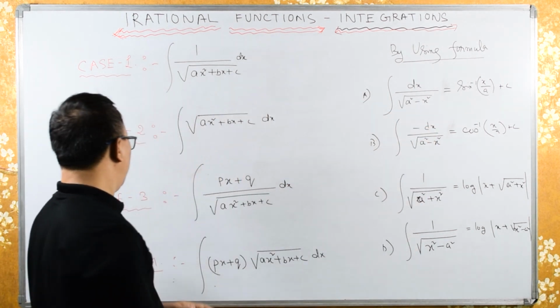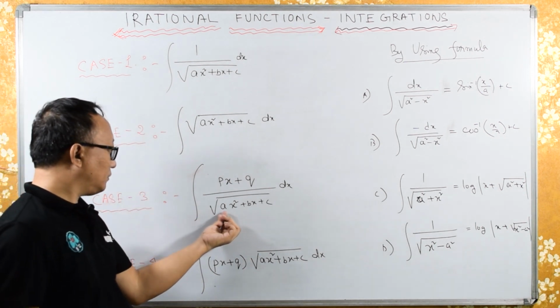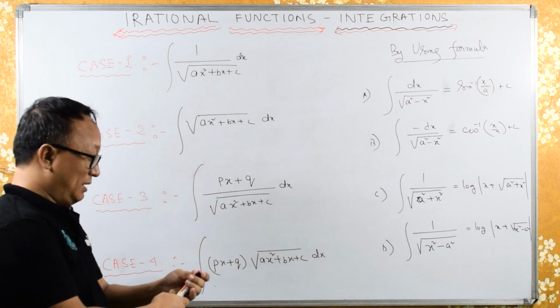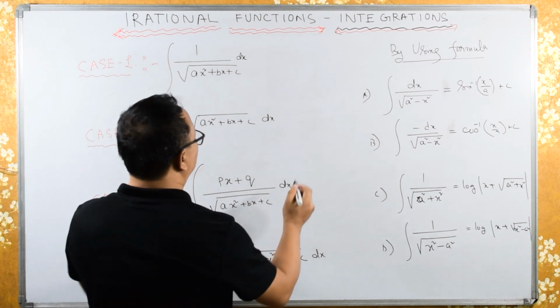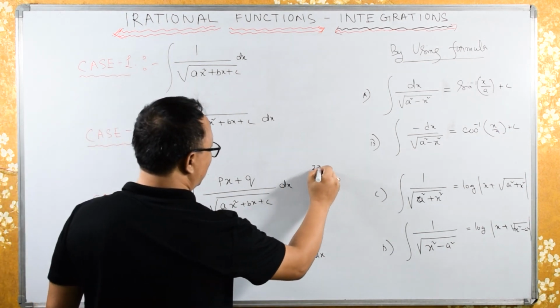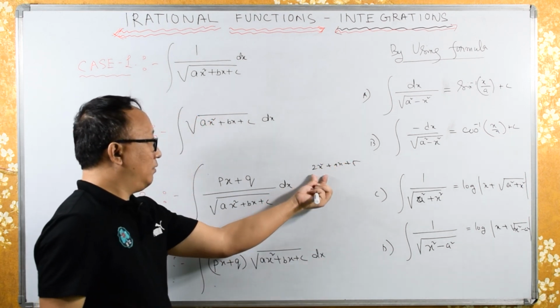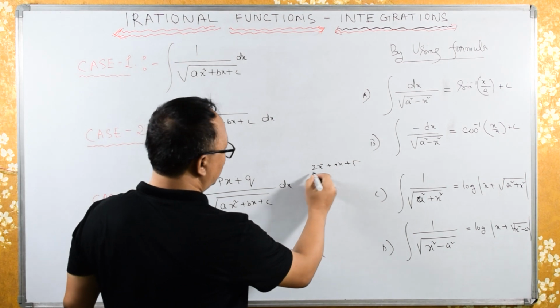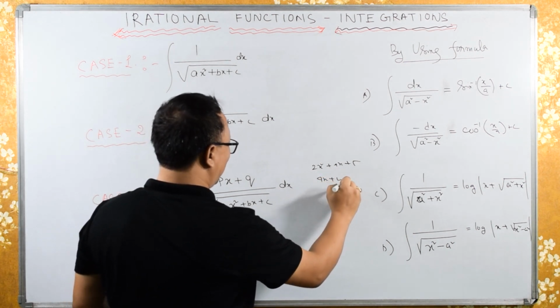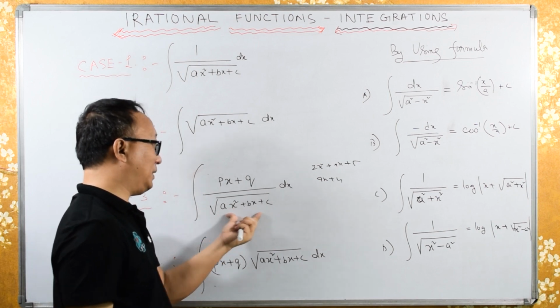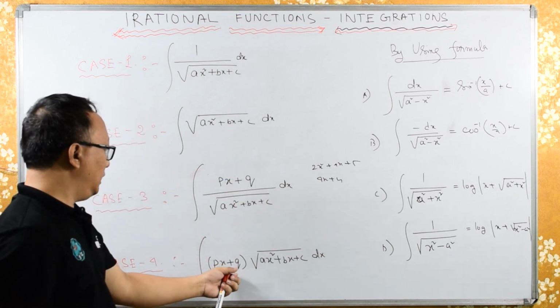In case 3 also, you have to check the differentiation of this. For example, if you have, instead of this, 2x square plus 4x plus 5, what is the differentiation of this? You have 4x plus 4. You have to adjust with respect to the differentiation of this, in this type.